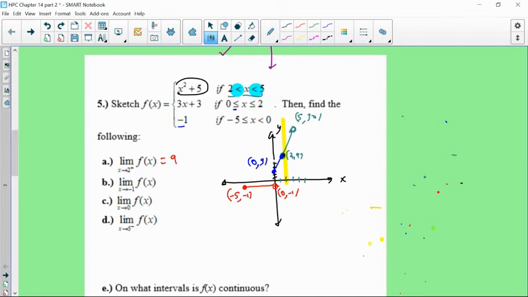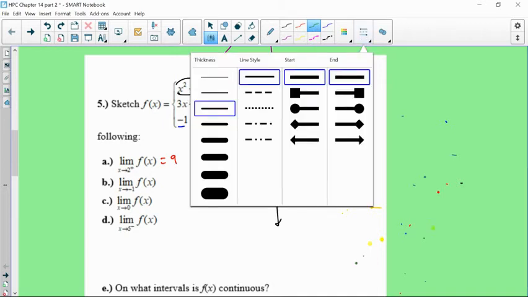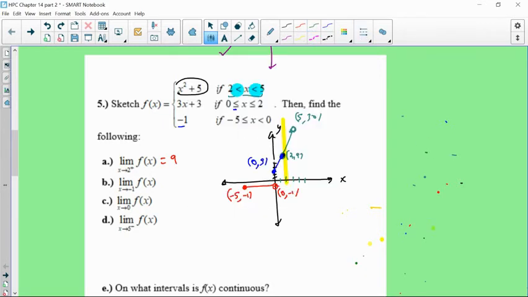Okay, the limit as x approaches -1. So as x approaches -1, well, -1 is kind of a weird value to approach. But -1 is just part of this line right here. As x approaches -1, we consider the values on both sides of -1, and they're getting closer and closer to the same y value, which is a constant value of -1.